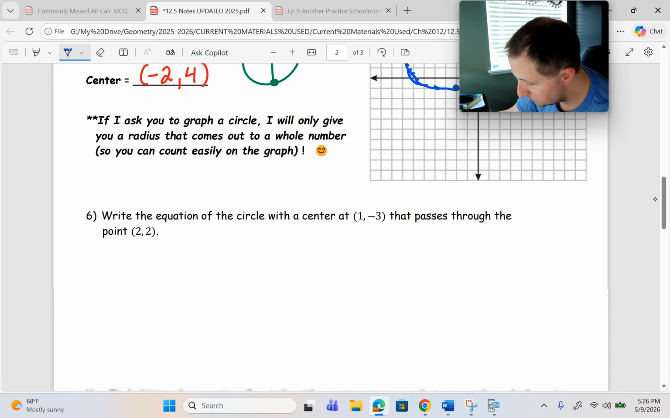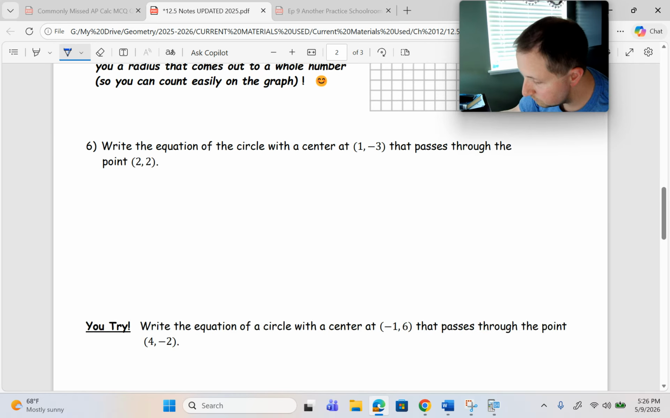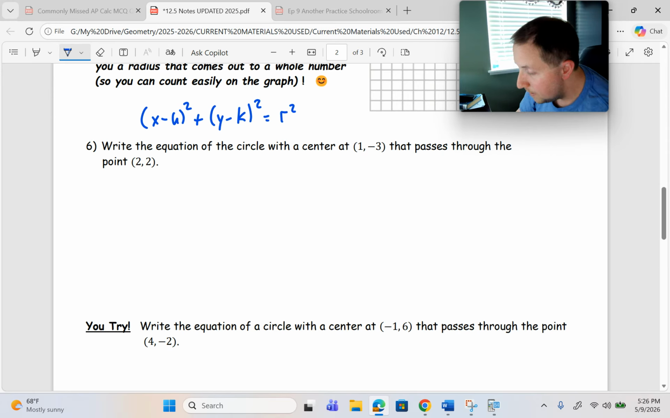Okay, number 6. And again, I'm going to write that nice structure for our equation of a circle in standard form. (x minus h) squared plus (y minus k) squared equals r squared. So in number 6, now it gets a little more interesting. They're going to ask us to write the equation of the circle with a center at 1, negative 3. Remember, that's your h and your k in the equation. That passes through the point 2, 2.